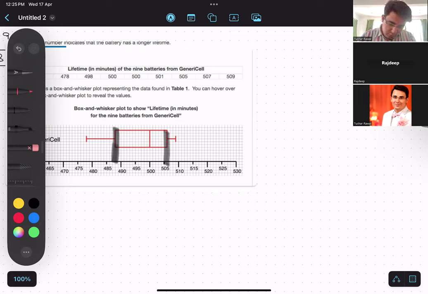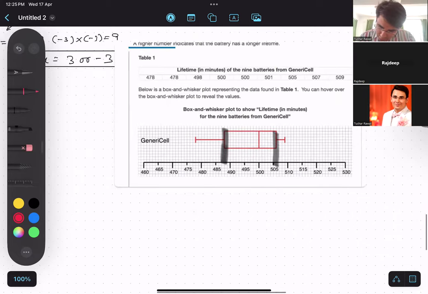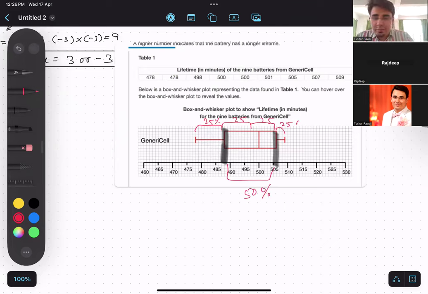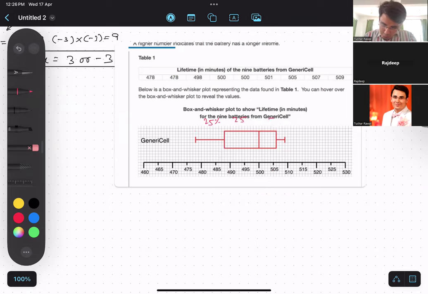So let me tell you, each quartile is 25%. Here it is 25%, 25%, 25%, and 25%. So from this to this, 50% is the answer. Is each thing clear? Each quarter, this much, is 25. And they have asked between 488 and 506, what is the percentage?